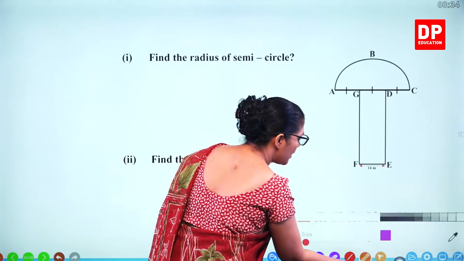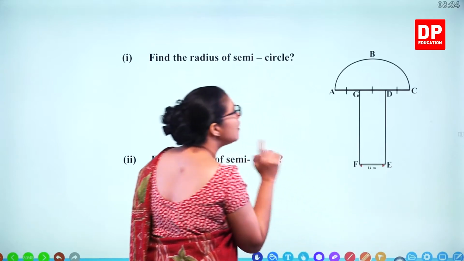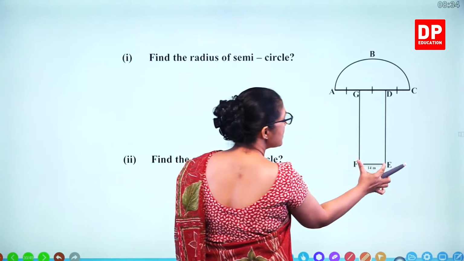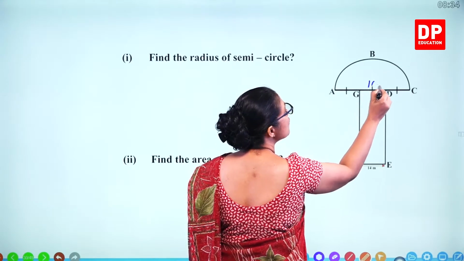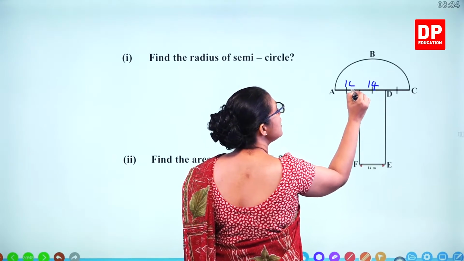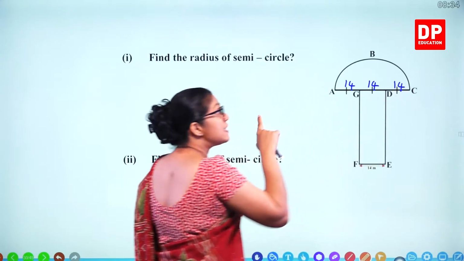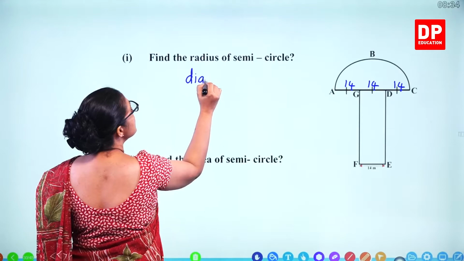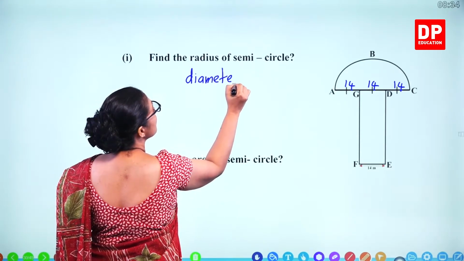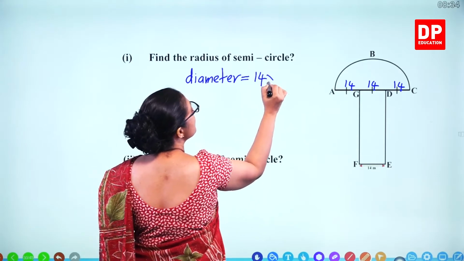How do we find out the radius? Look carefully. This part is 14. So this is 14, so this is also 14. This is also 14. So the diameter is 14 times 3. So the diameter is 14 times 3.